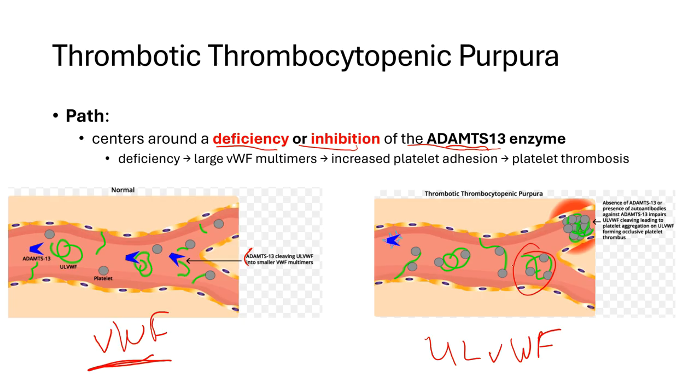This aggregation typically occurs in high shear areas, such as capillaries or arterioles. This forms platelet-rich microthrombi, which will lead to a large multitude of the symptoms and lab values that we will see in this disease, such as thrombocytopenia, MAHA, also known as microangiopathic hemolytic anemia, and organ ischemia. So understand that this deficiency in this enzyme leads to these formations of these microthrombi. This thrombosis causes a multitude of the symptoms.